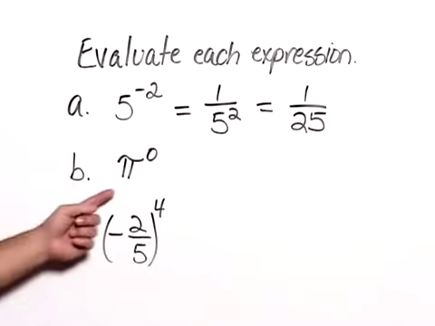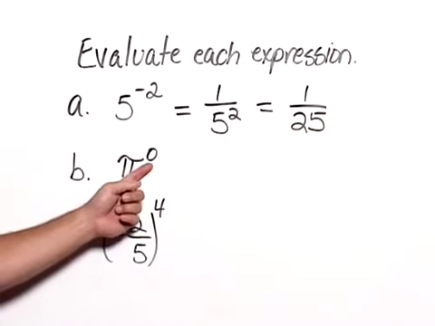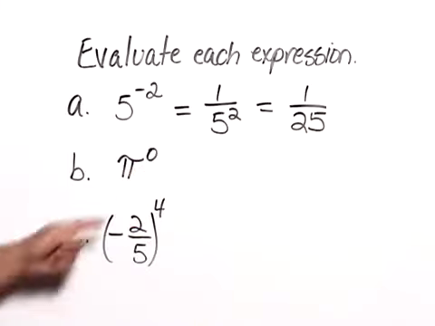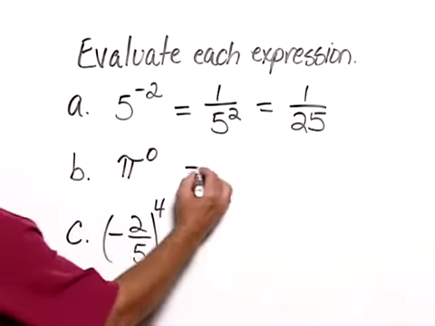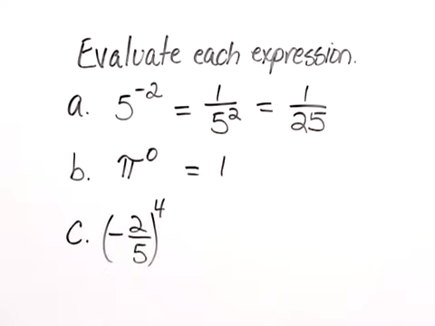For part B, we have pi raised to the power of 0. Recall that any number raised to the power of 0 is simply equal to 1.